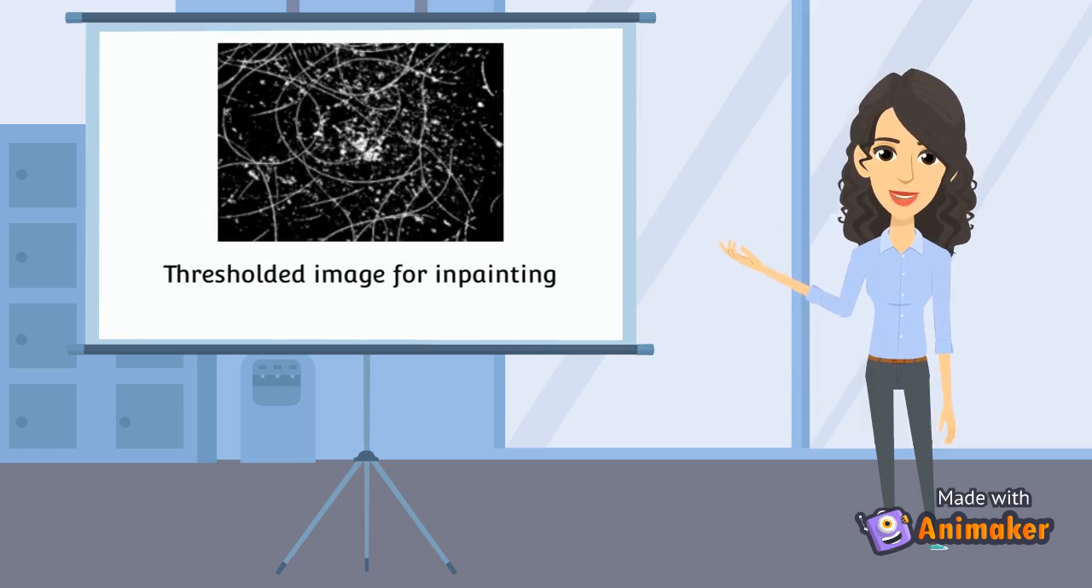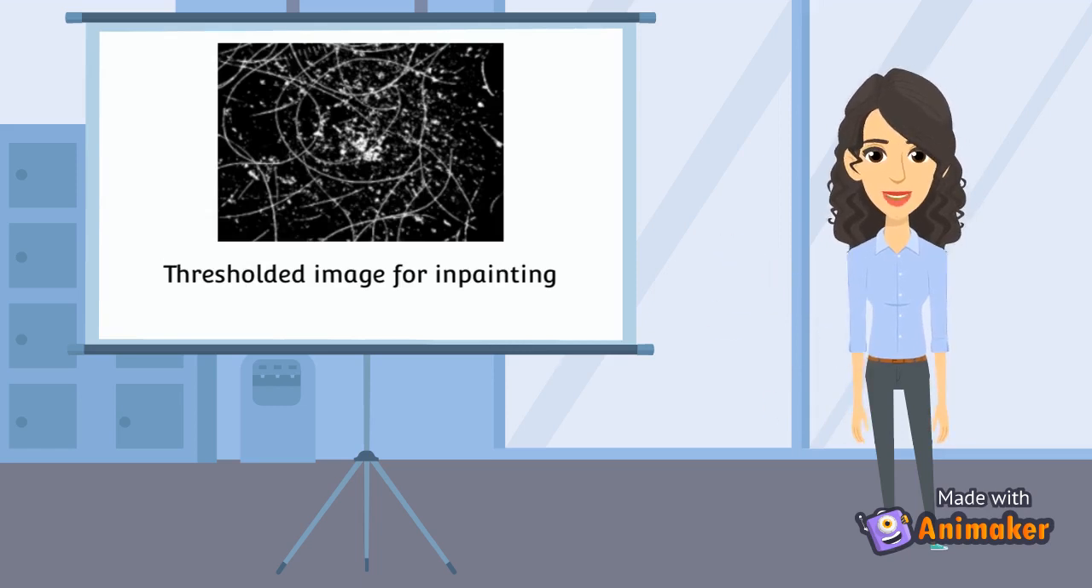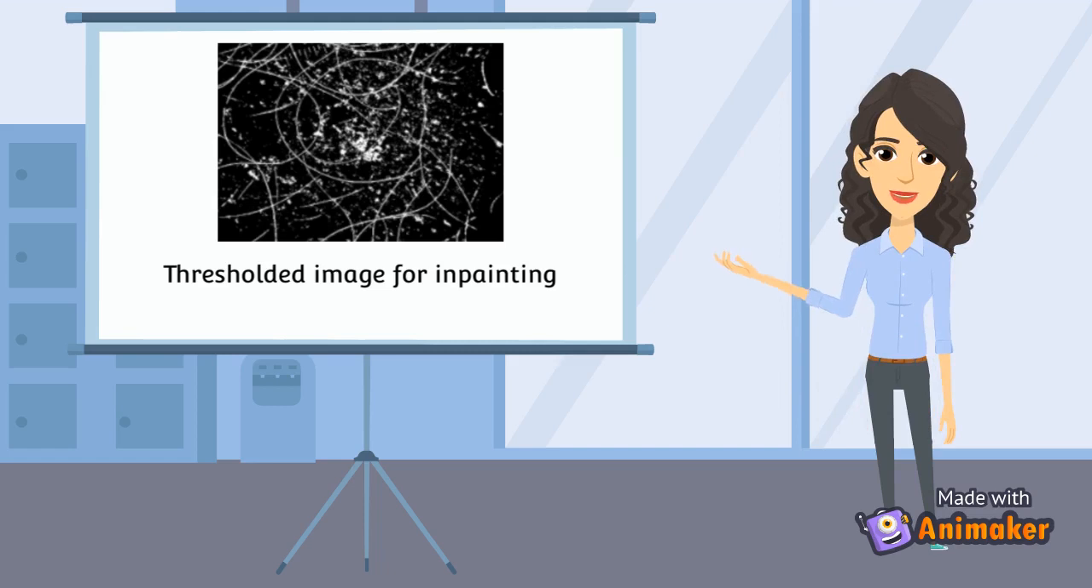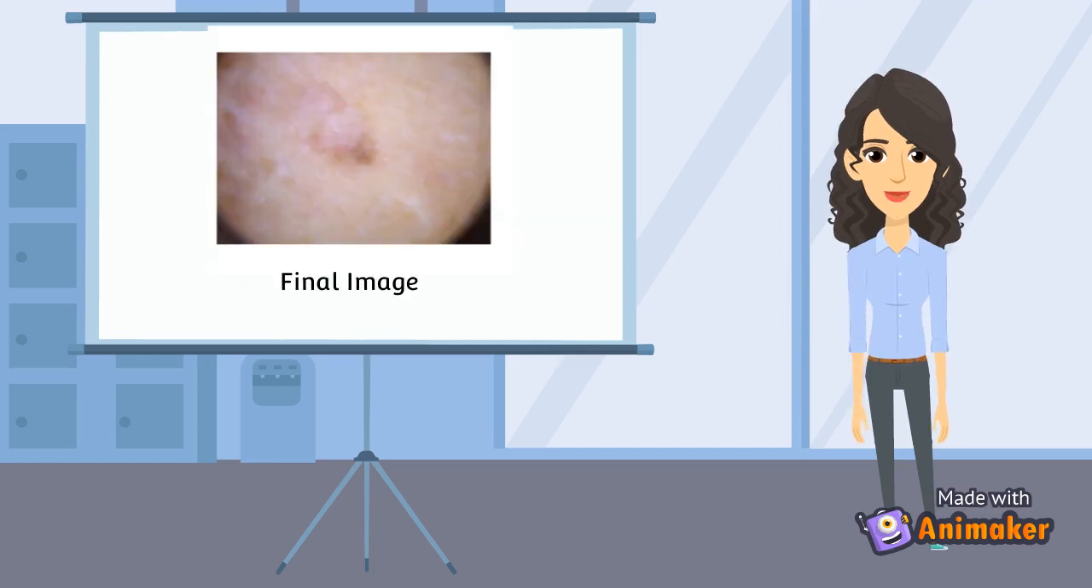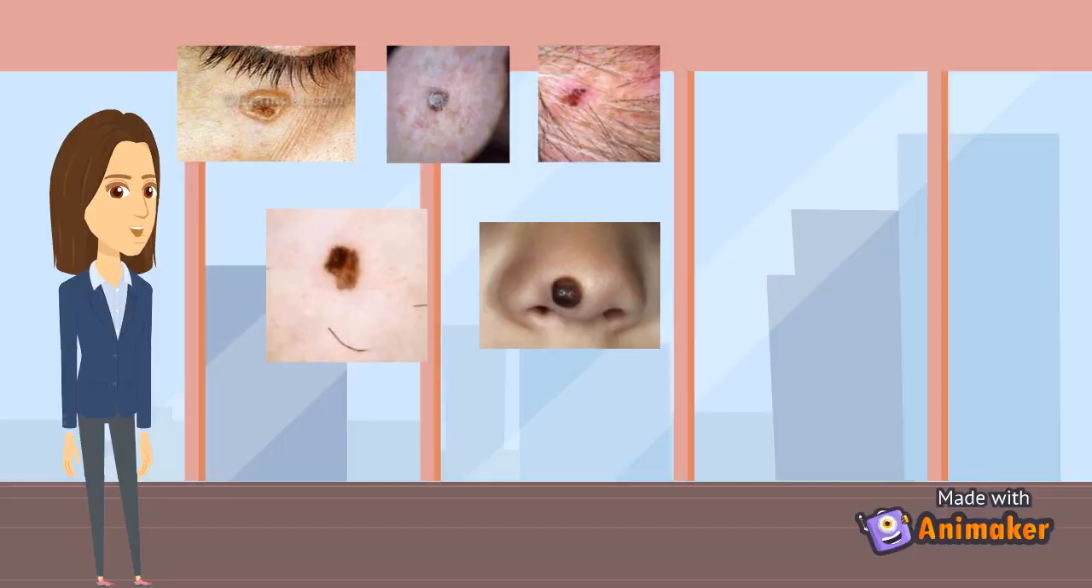In the third step, thresholding is applied to the image received in the second step to highlight the hair contour. And then we have the masking image. The in-painting algorithm is used on the masking image and the original image to obtain a clear image in the fourth step.